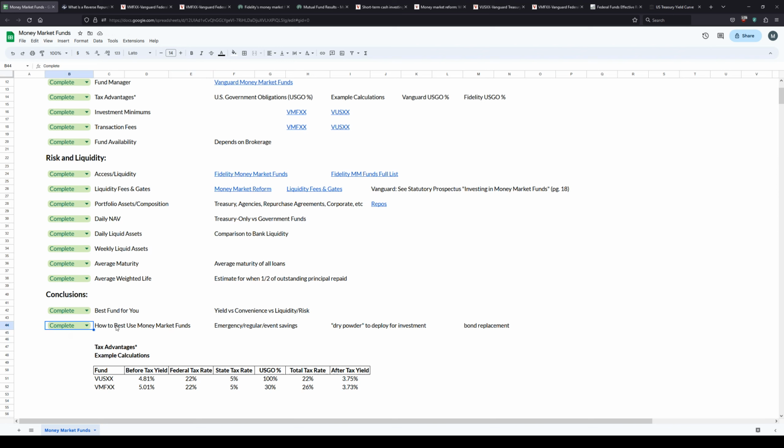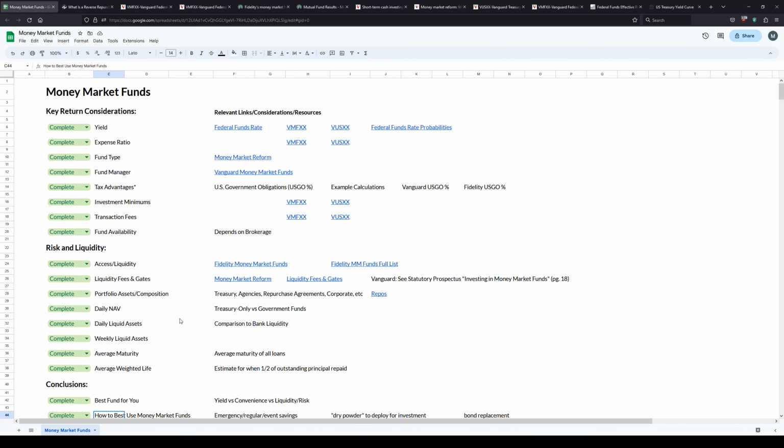Either way, you now have the tools to best assess which fund is best for you, as well as the best uses of that fund for you and your portfolio. So hopefully you got some great value out of this Ultimate Money Market Funds guide, and now are going to look extremely knowledgeable in front of your friends and family.